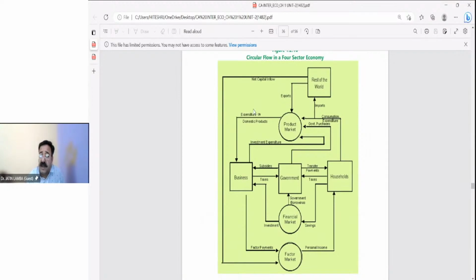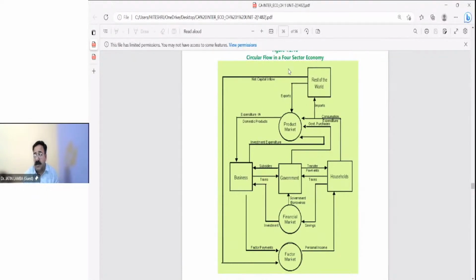Then why is it said net capital inflow, sir? Net capital inflow, because it is capital inflow minus outflow. What is the meaning of net capital inflow here from the rest of the world? It means capital inflow minus capital outflow, because some foreign companies will invest in India, in our factor market, and some Indian companies will also go outside the country. The difference between capital inflow and capital outflow will be the net capital inflow. It may be positive or negative. Is it clear, children?